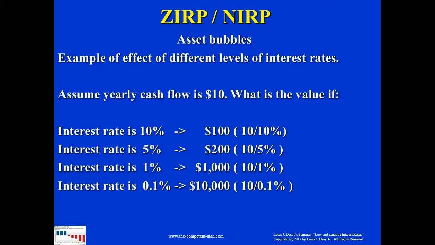How do low interest rates cause asset bubbles? As an example of effect of different levels of interest rates, assume yearly cash flow is $10. What is the present value of the $10 for different interest rates? As one can see from the table, dropping the rate from 10% to 5% causes the present value to increase from 100 to 200, for a 100% increase. Going to 1% causes the present value to increase to 1,000, an increase of 900. The cutting of interest rates, especially when they are already low, causes dramatic increases in asset values.